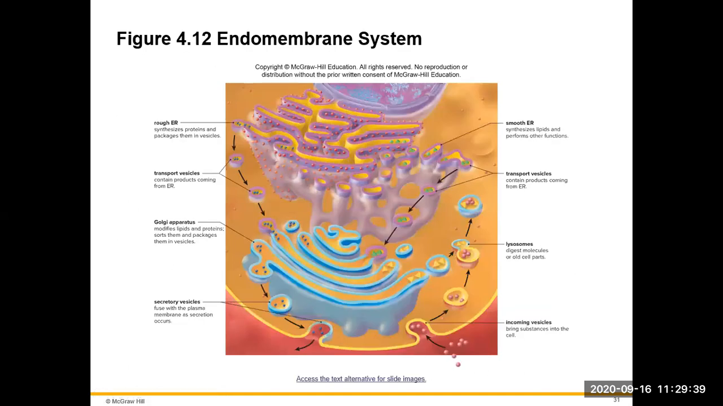This is the endomembrane system, starting from the nuclear envelope, then the rough endoplasmic reticulum with the ribosomes studded on it, and then the smooth endoplasmic reticulum, and then the Golgi in light blue color. And then we have the lysosomes that digest the molecules.